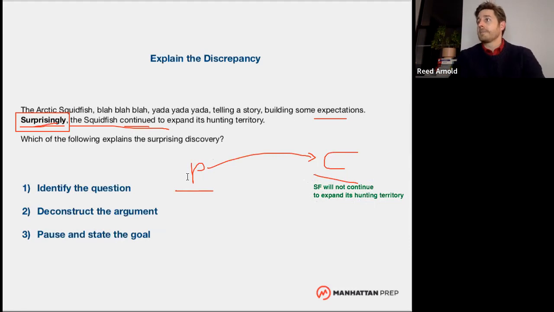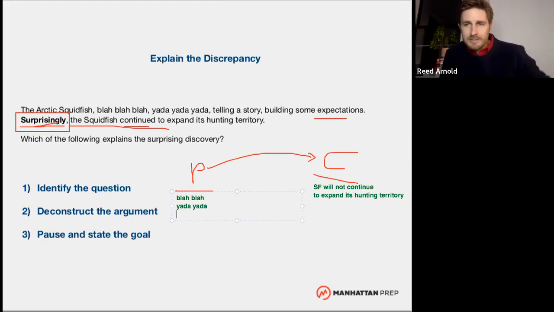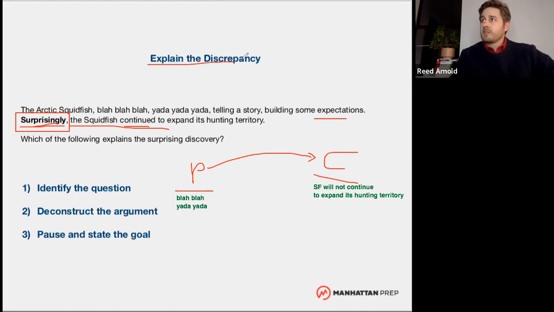Why did the author expect that? Again, blah, blah, yada, yada. All that information that I left out because I was lazy. Not really, because these are just examples. The only difference between an explain the discrepancy argument and a weaken the argument question is this: if this was an argument on a weaken the argument question, my job is to look at this and say, maybe this is what, maybe that's not true.